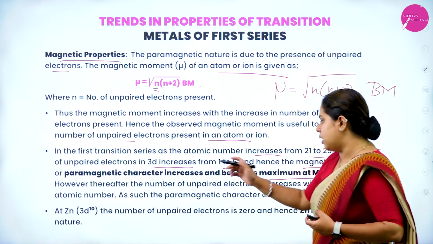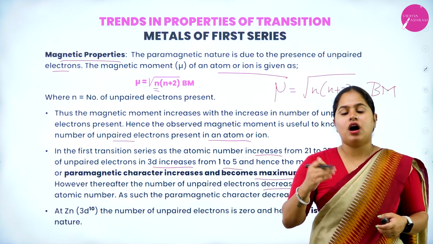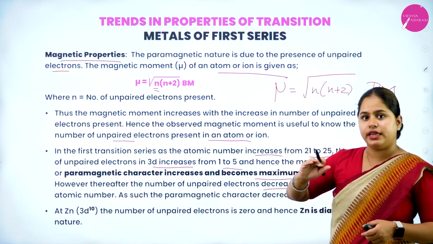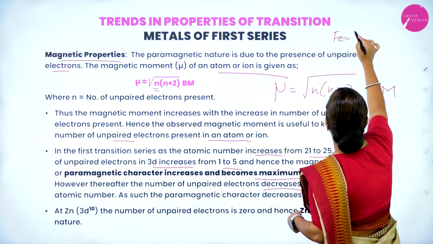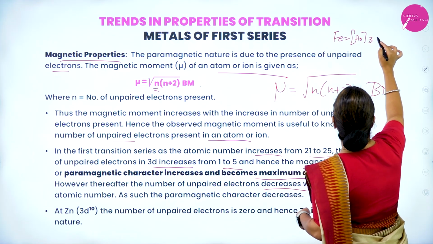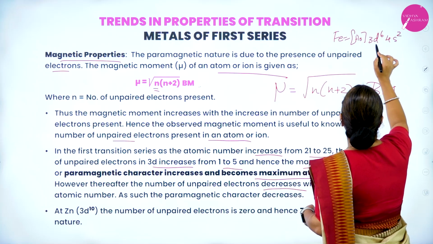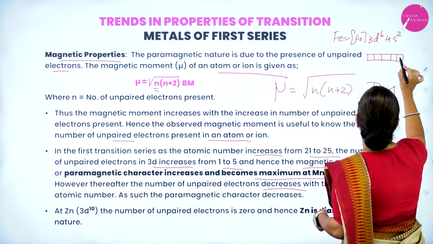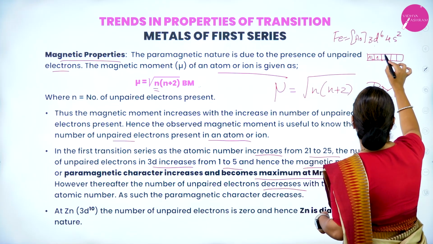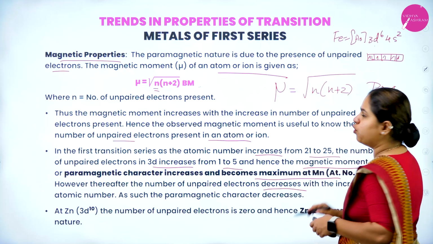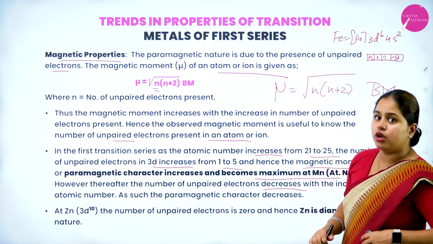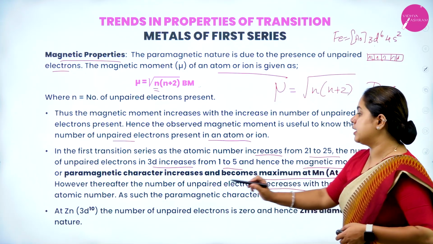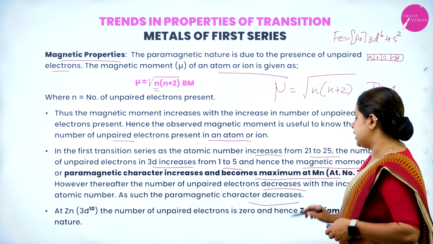However, thereafter the number of unpaired electrons will decrease. After manganese, you have iron, and there again the number of unpaired electrons is going to decrease. Why? For iron, the electronic configuration is argon 3d6 4s2. What is the number of unpaired electrons? See, 3d6 means 1, 2, 3, 4, 5, 6. Again you can see only 4 unpaired electrons are there. So it is going to decrease from iron to the end. The number of unpaired electrons will decrease with the increase in atomic number. As such, the paramagnetic character will decrease.